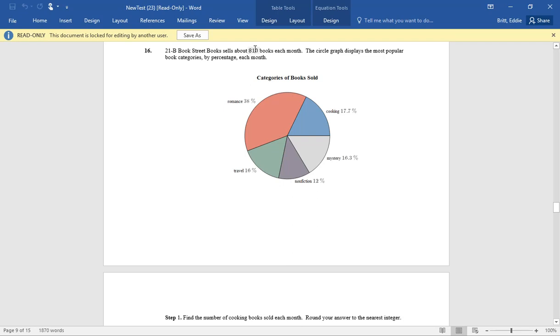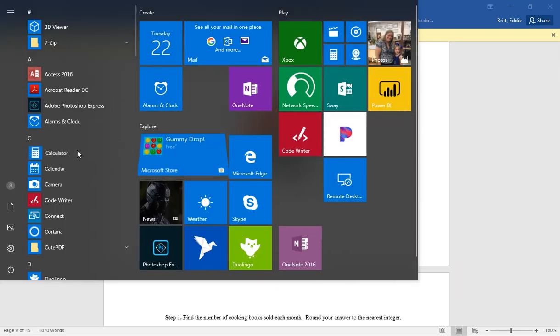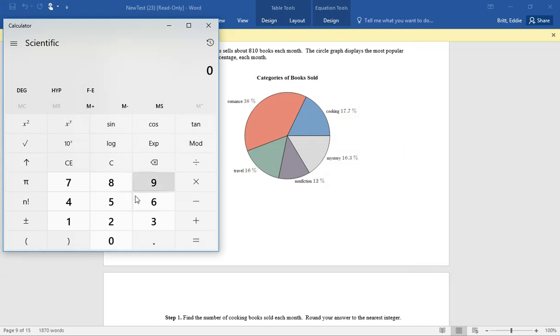But 810 books, and we're looking for cooking books. So if we take our calculator and we say 810 times, cooking books is going to be 17.7 written as a decimal, which is 0.177. All right, so if you wanted to round that, I'd say 144 because you can't have 143.37 books.